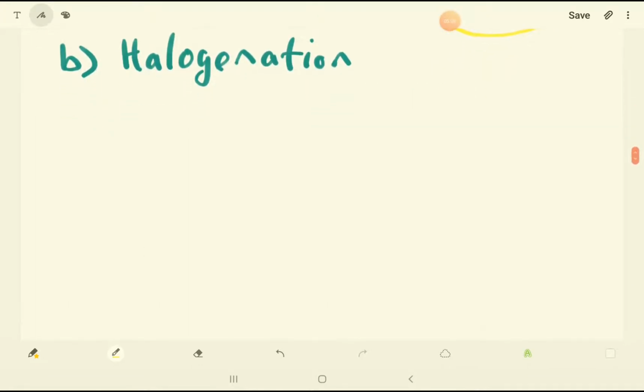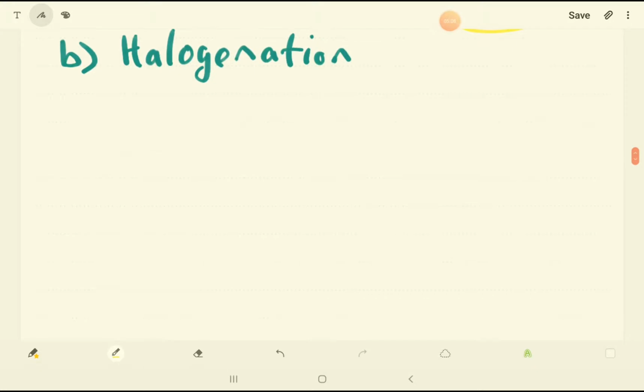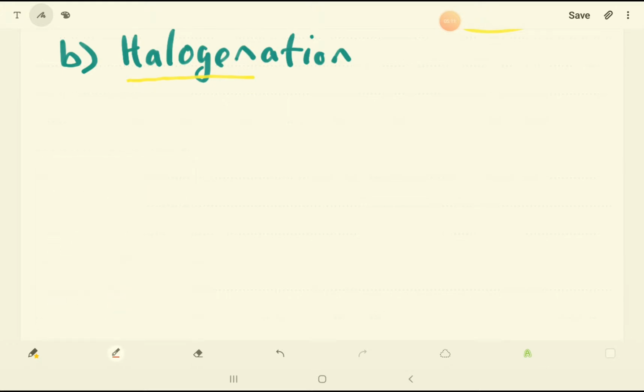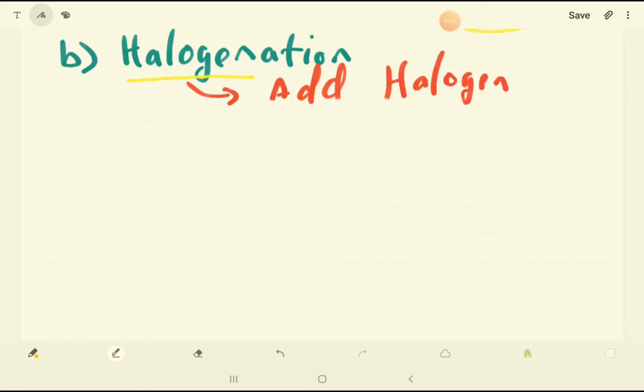Now, let's look at our second subclass, halogenation. The root word is halogens. And so what we're going to do, kind of like what we were doing with our hydrogens, you're going to add a halogen. And a halogen is the second last group in the periodic table. It's the one right before the noble gases. So add halogens to break your double or triple bond.